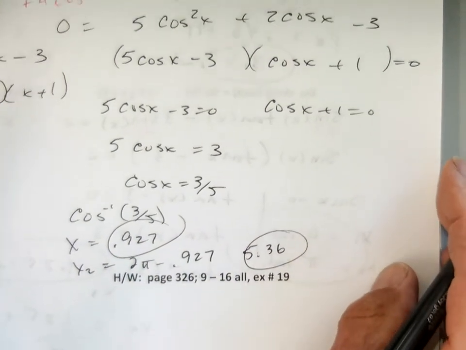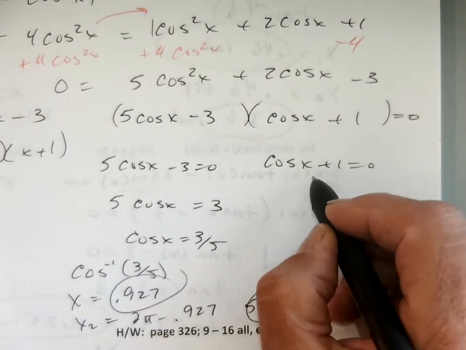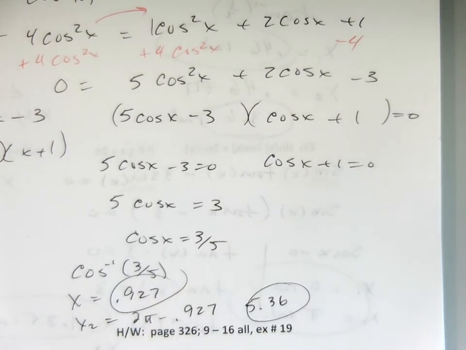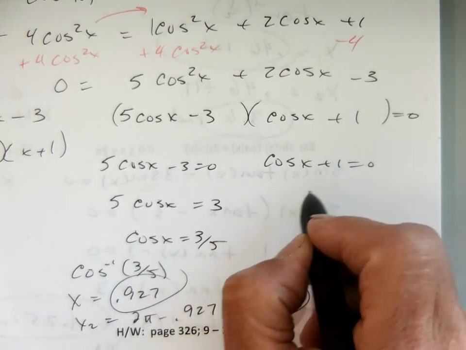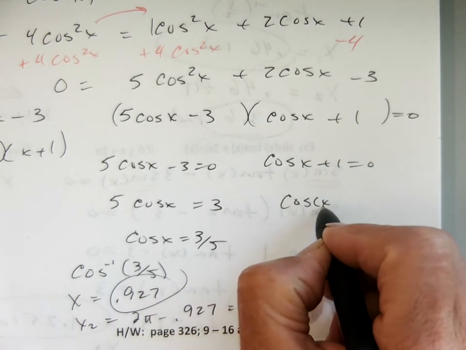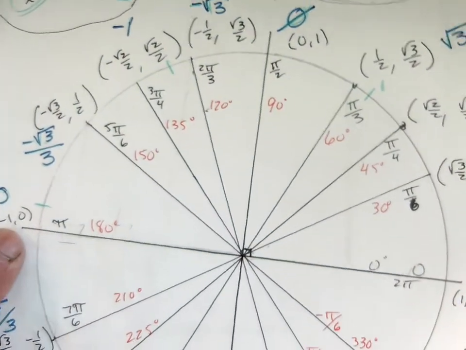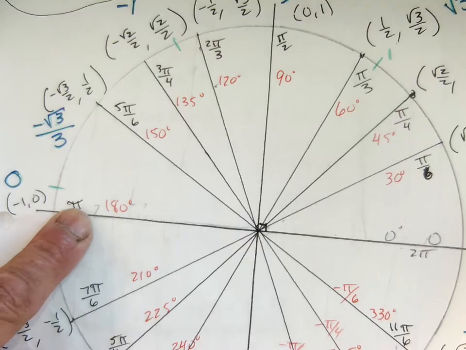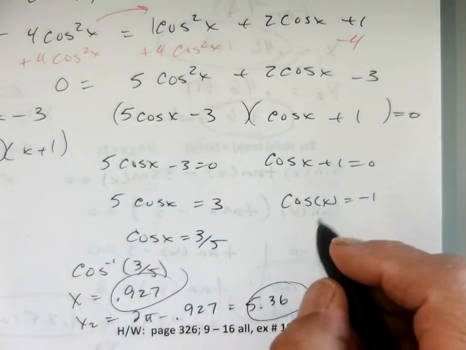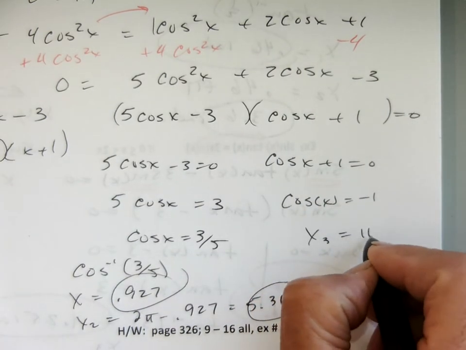Now, the next one's easy because it is on the unit circle. Okay, I'll let you get caught up. And I'll go with -1, so cosine of x equals -1, and that is on the unit circle right there at pi. So my third angle is pi.